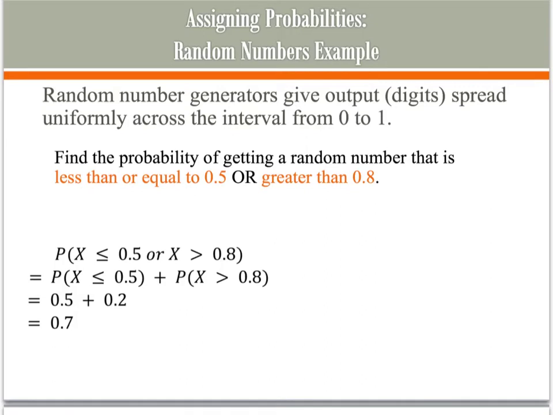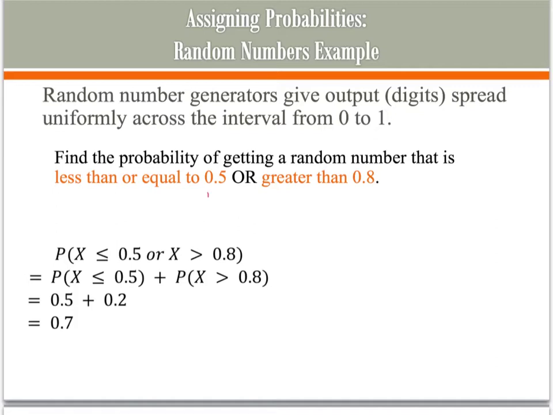Random number generators will give output spread uniformly across the interval from 0 to 1. So we are using a uniform distribution. So if you want to look at something like the probability of getting a random number that's less than or equal to 0.5 or greater than 0.8.